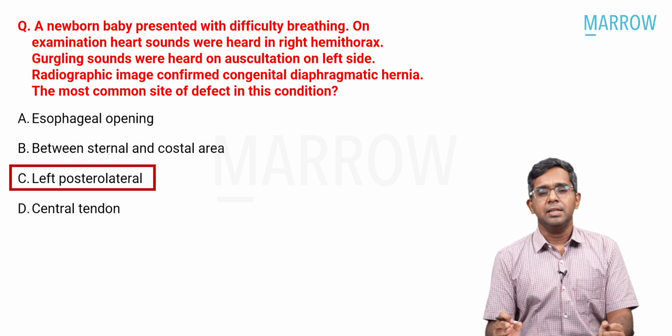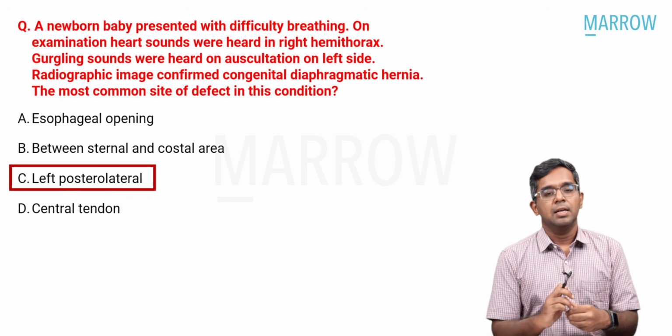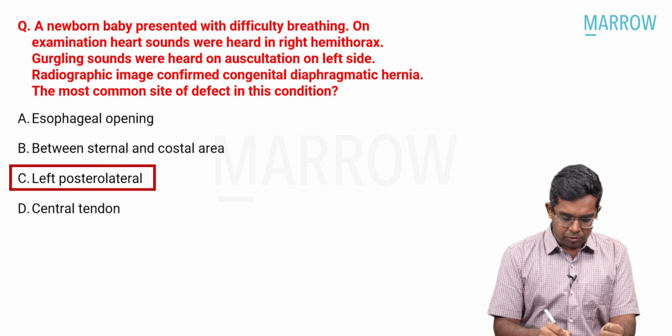can clearly identify that it's a case of congenital diaphragmatic hernia. Bochdalek is the commonest type, so the answer is left posterolateral. Yes. Moving on to the next question.